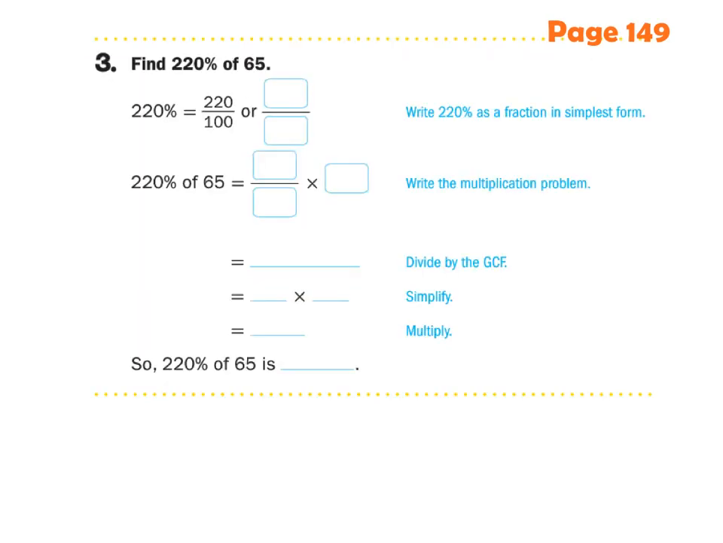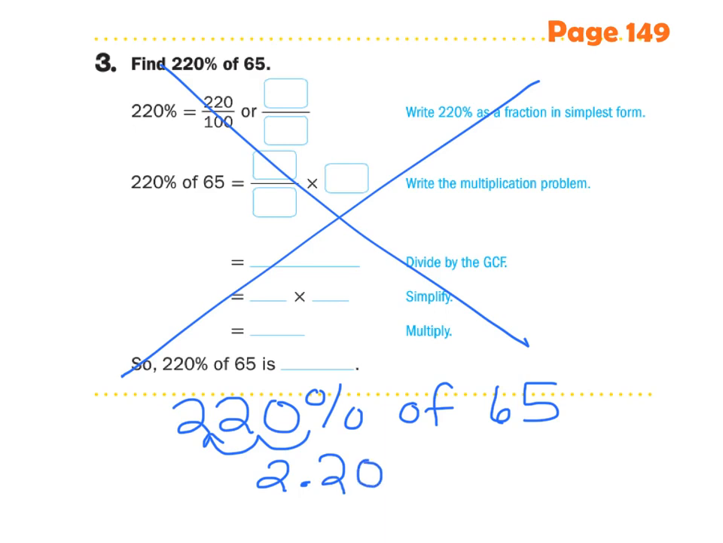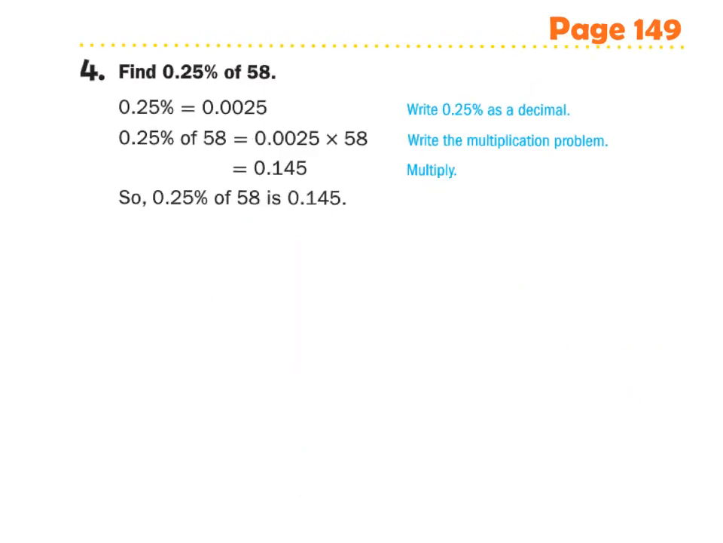It uses the fraction method again. 220% of 65. We could do that as a decimal instead. I'm going to just cross off that complicated looking mess of boxes and lines and know that if I did 220% of 65, here's what I do. Swoop back and do 2.20 times 65. Okay? Easy peasy.